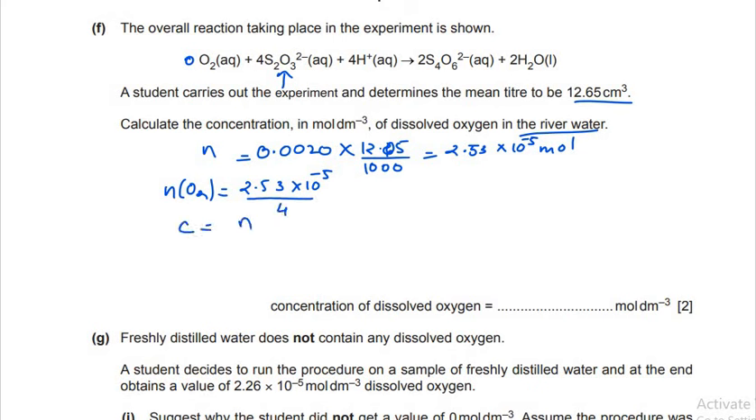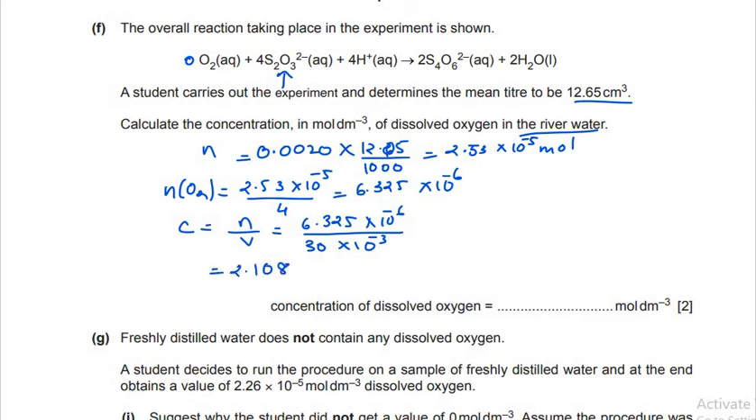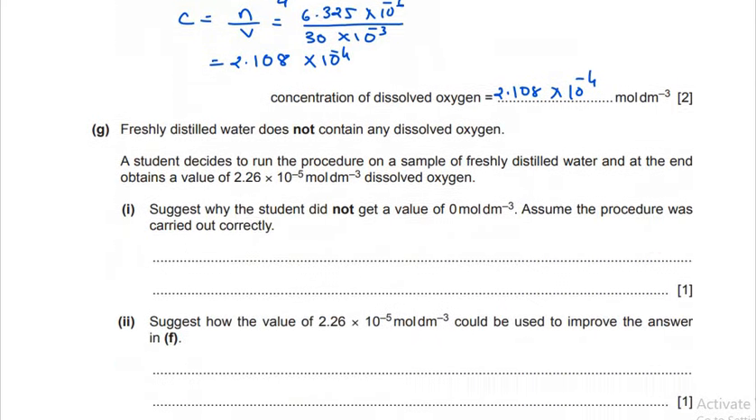And the concentration is obviously moles divided by volume. So here the answer is 6.325 into 10 power minus 6. And if we substitute the same value, that is 6.325 into 10 power minus 6, divided by the volume. Now the volume of the river water which we had taken in the flask is 30 centimeter cube, which again has to be divided by 1000. So we are taking the volume of oxygen containing water as 30 centimeter cube, and the answer is 2.108 into 10 power minus 4. That's the concentration.